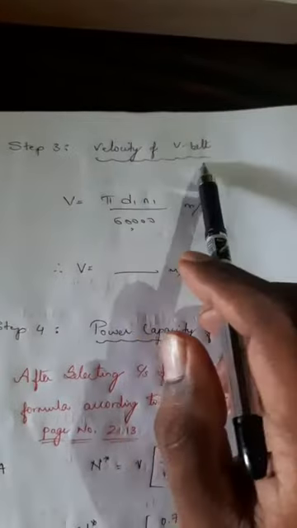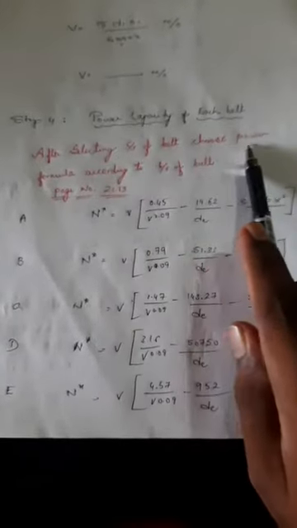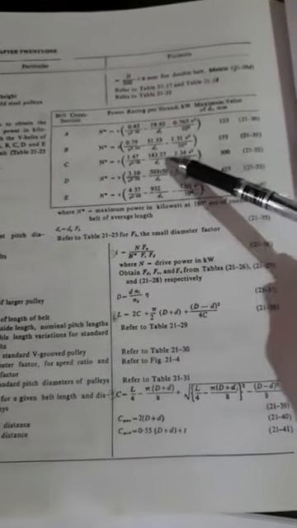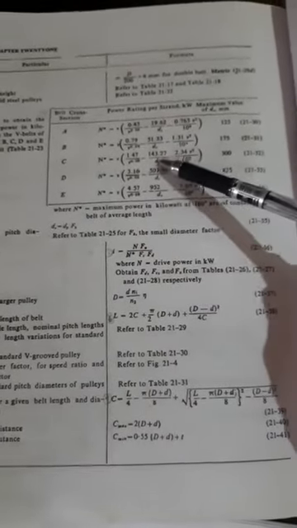Step 3, velocity of belt. We know the formula V equals pi D1 N1 by 60,000, so we get the velocity V. Next, step 4, power capacity of each belt. After selecting the cross section of the belt, choose the power formula according to the cross section, either A, B, C, D or E. You will get these formulas on page number 21.13. Select the one for our cross section and find N dash, the power per belt.